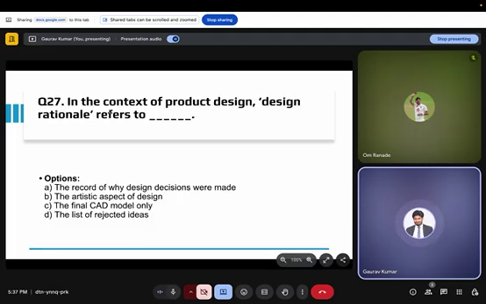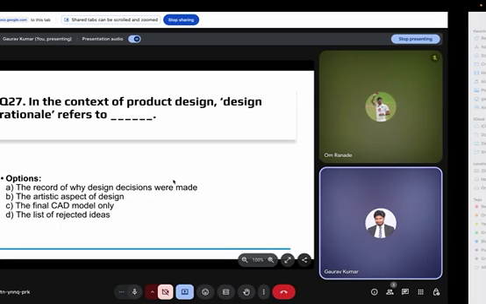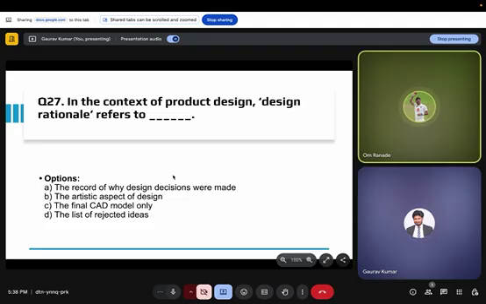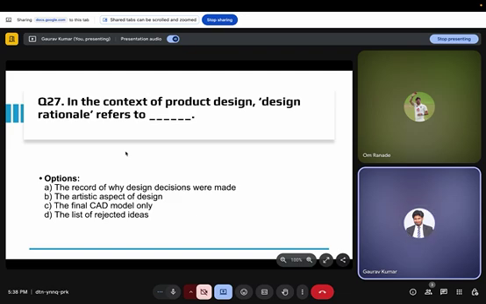So in the context of product design, design rationale refers to what? What will be the right answer? Hello? Okay. Yes, sir. You are also getting bored. What is the right answer? Okay, anyway, let me answer.